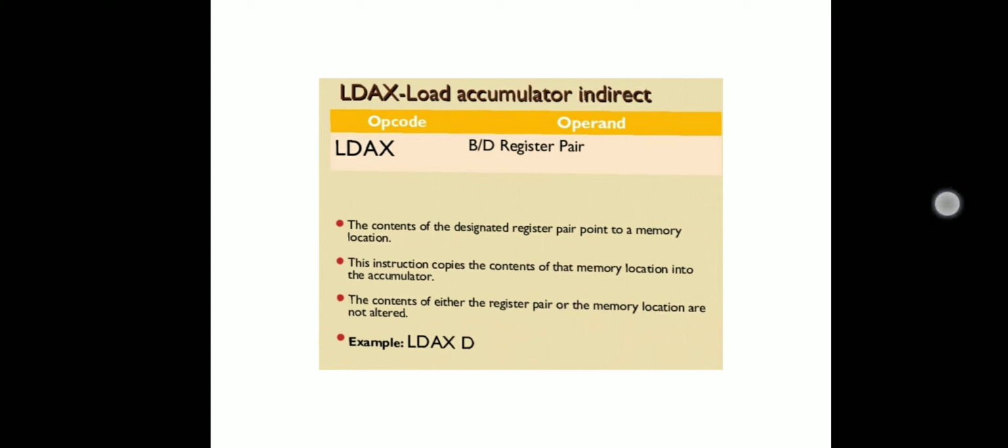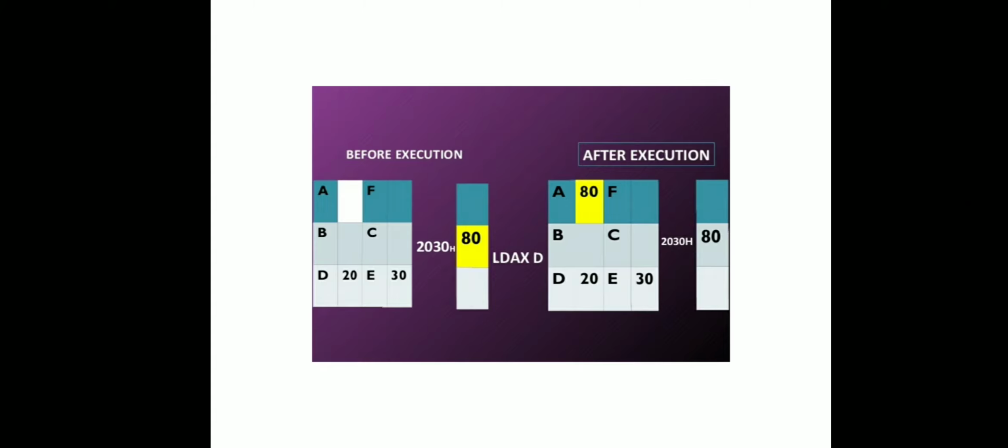For example, LDAX D. Here, the memory location is specified by the DE register pair. Before execution, the data is present in the memory location, and after the execution of this instruction, the data is present in the accumulator as well as the memory location.